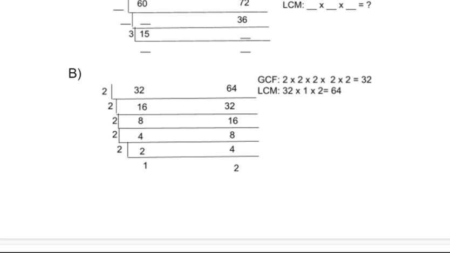Now, for greatest common factor, I'm going to take all the numbers that were on the left side, so 2 times 2 times 2 times 2 times 2, which is 32. Therefore, the greatest common factor of 32 and 64 is 32.